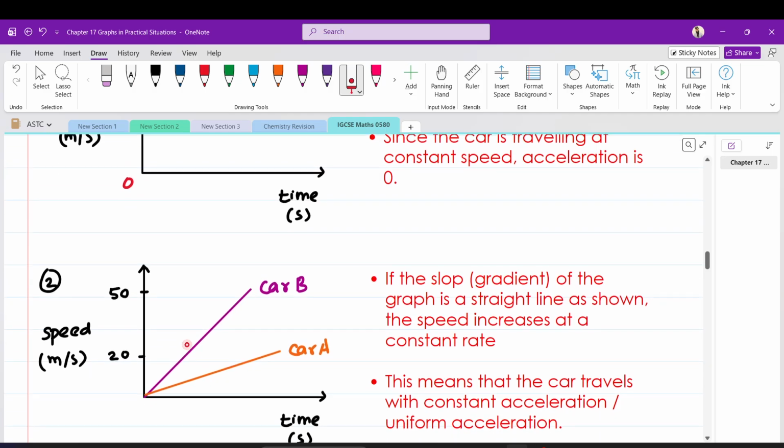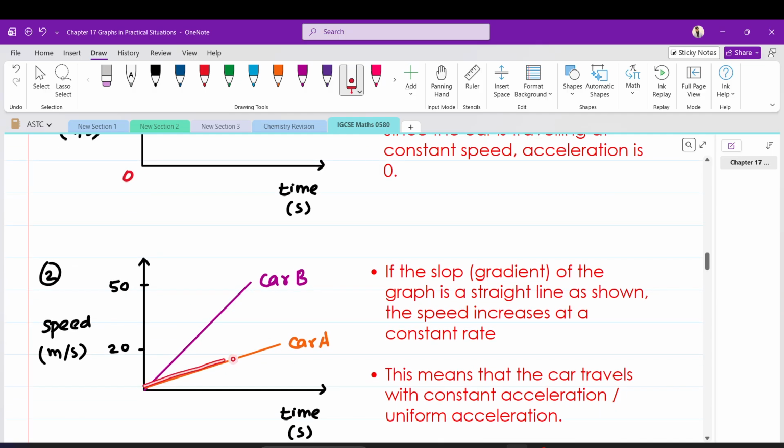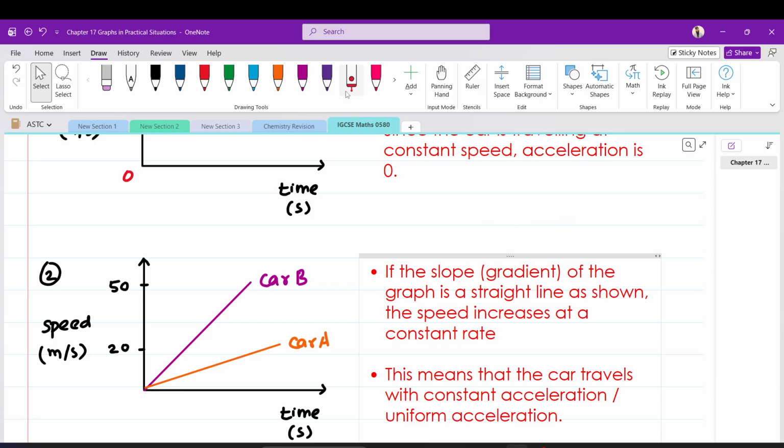In the next one, here we have two different graphs. We have a graph of car A and then we have a graph of car B. It says that if the slope, the gradient of the graph, is a straight line as shown, the speed increases at a constant rate. So again, your graph is a straight line, right? That means that the speed is not constant but it is increasing at a constant rate. This means that the car travels with constant acceleration, also known as uniform acceleration.